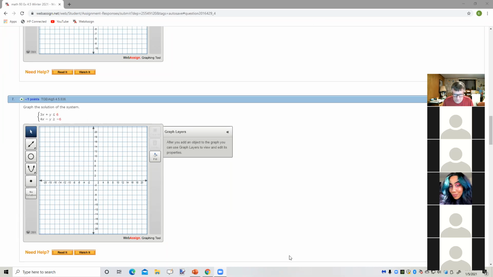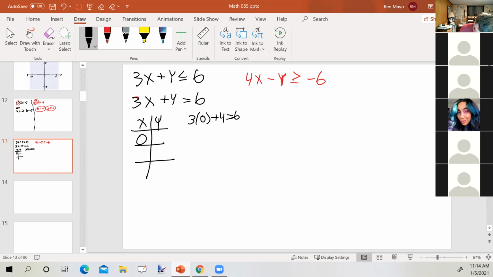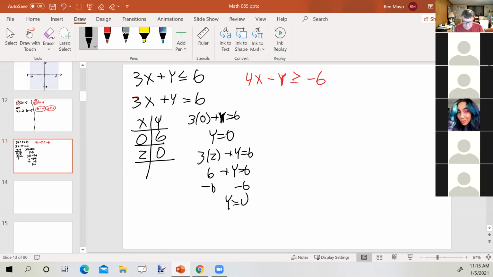Okay, so let's go back to the whiteboard. I'm going to look at the equation 3x plus y equals 6 and find some ordered pairs. If x is 0, I've got 3 times 0 plus y equals 6, so y equals 6. Let's use 2. 3 times 2 plus y equals 6. 6 plus y equals 6. Subtract 6, y equals 0.